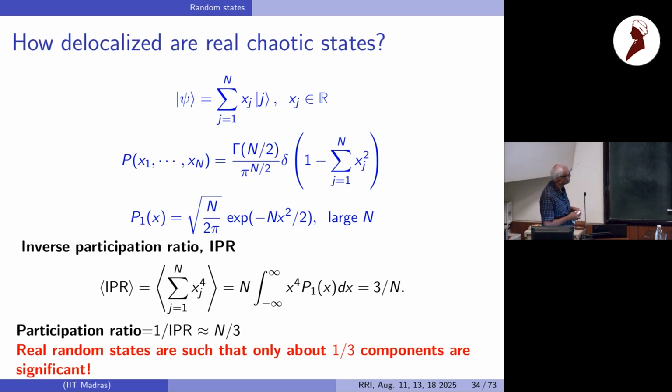But in that case, all the n of them are significant. Here it says that if you take a random state, you will find that only 1/3 of that is significant. So you should think about this factor 1/3 and this factor 3 as a quantum effect, because classically these things would just be spread out uniformly.